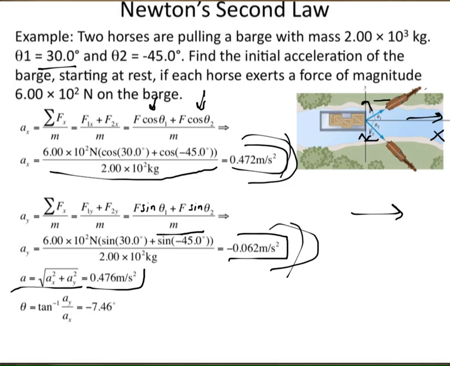And you can also find the direction of the acceleration by taking the inverse tangent of the ratio AY divided by AX. And if you find this in your calculator, the calculator will give you a negative angle, minus 7 something, because the acceleration is somewhere down from the x-axis. Okay, it's going in the negative y direction.